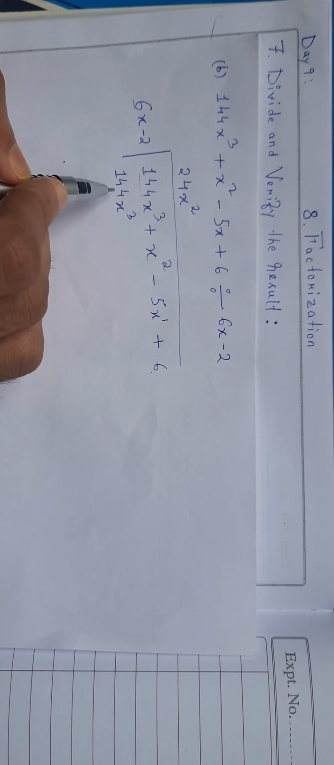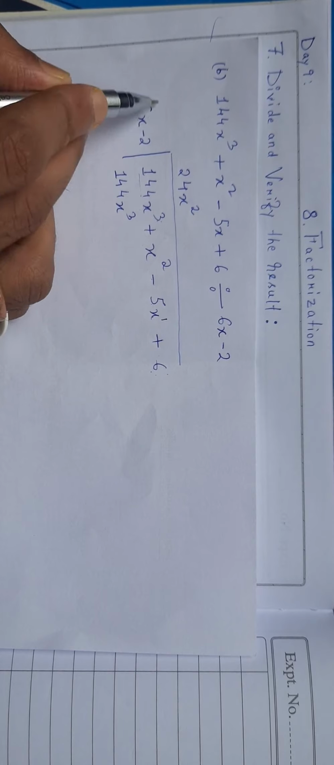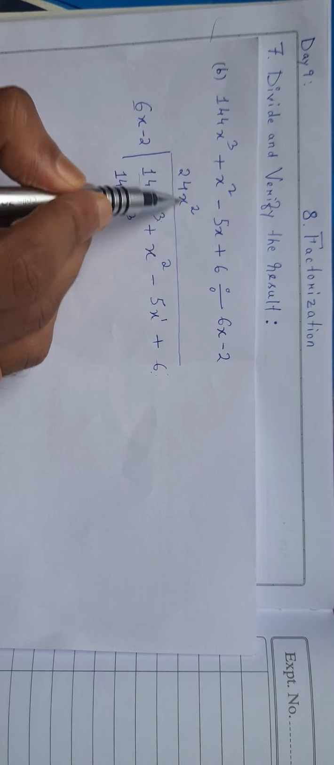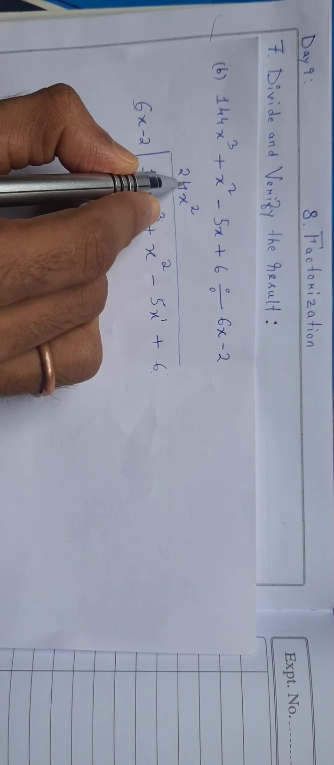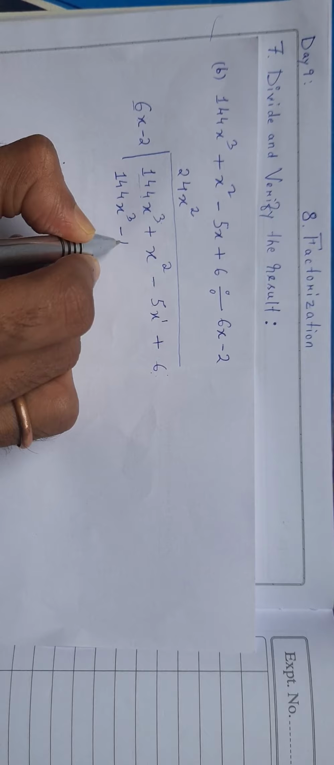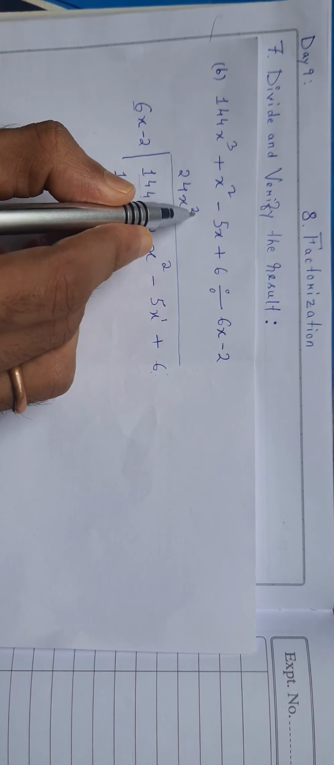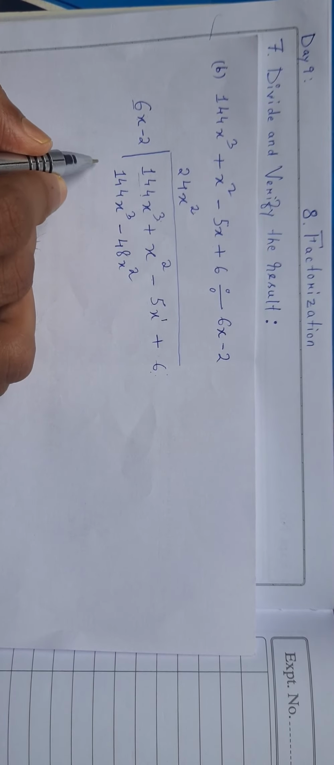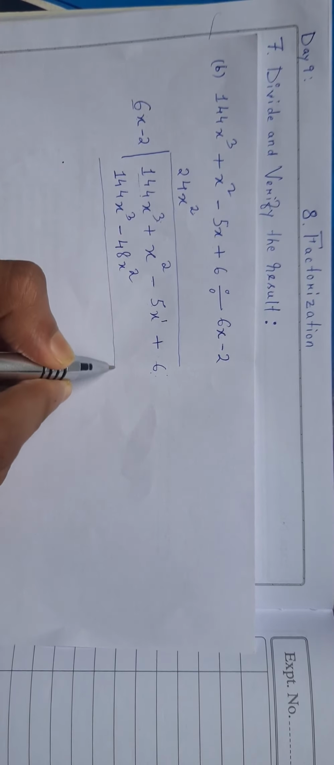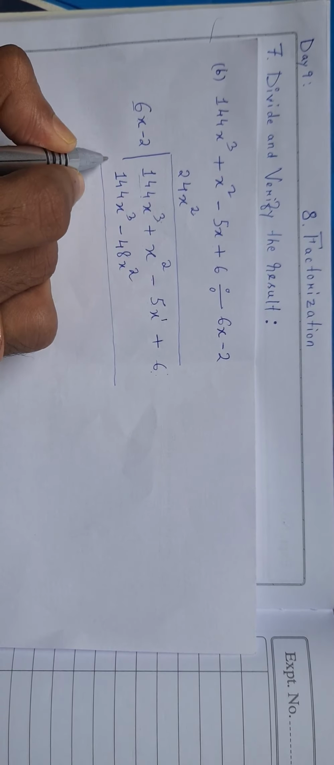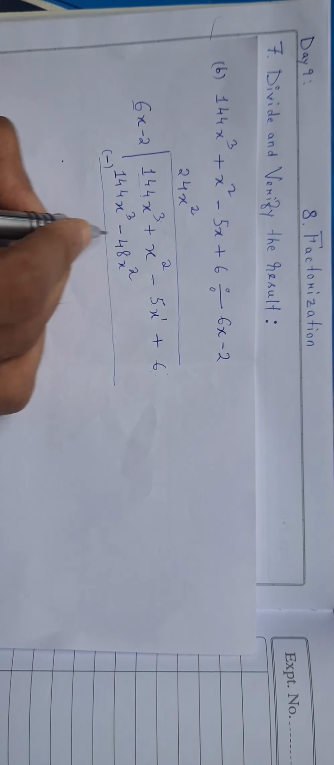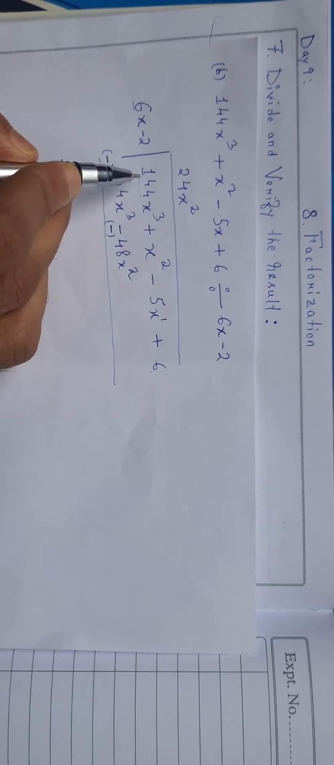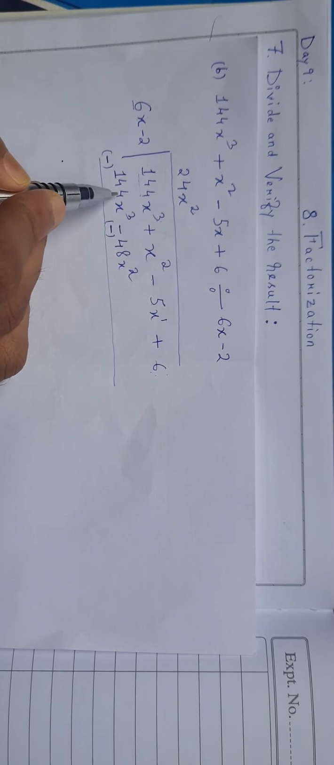Now here the division is not over, since 6x minus 2 together is the divisor, so therefore with minus 2 also I have to multiply 24x square. So 24 into minus 2 is minus 48, so it is minus 48x square. Now the first step of the division is over. So accordingly here it will be minus sign, here also minus sign. It is plus 144x cube, here it is minus 144x cube.